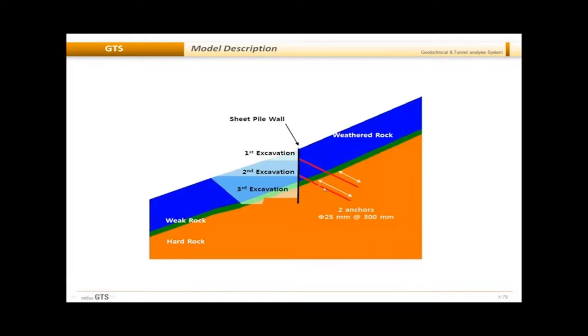For doing the excavation, first of all we'll install a sheet pile wall and we'll provide some anchors here. We'll pre-stress the anchors. They will be grouted inside the hard rock and they will be ungrouted in the weathered and the weak rock. As you can see here, the slope has three layers of different materials. The first layer is weathered rock, the second layer is weak rock, and the third layer is hard rock. So we are going to model the same thing in GTS.